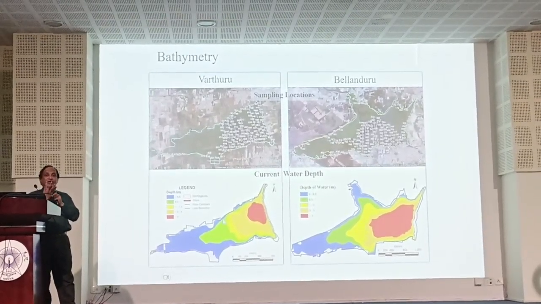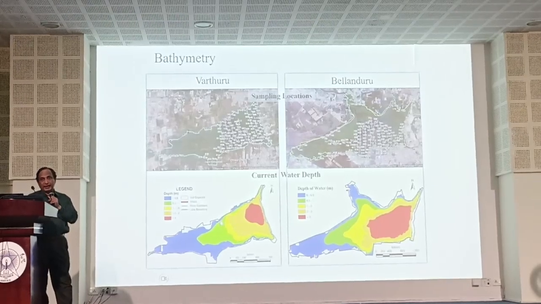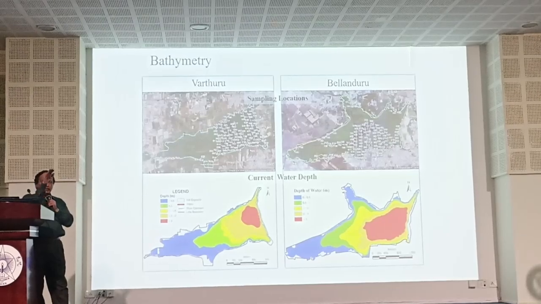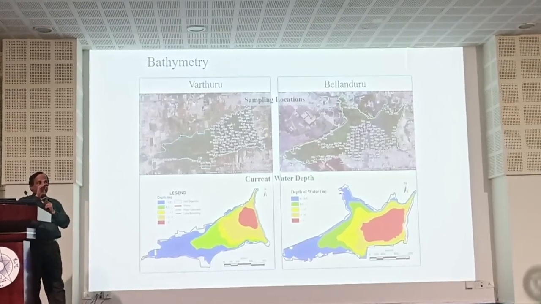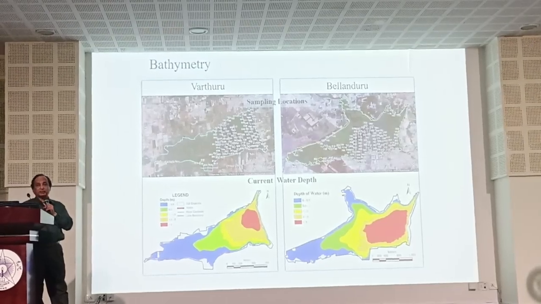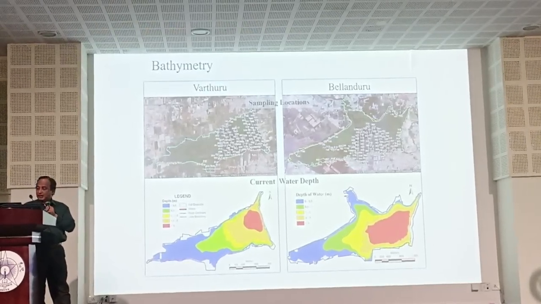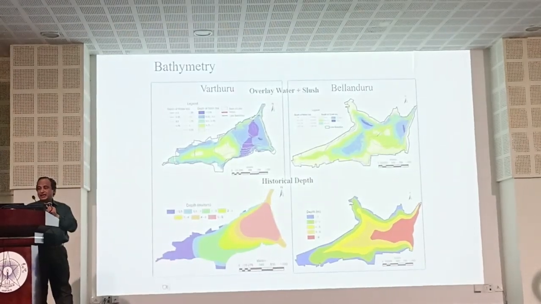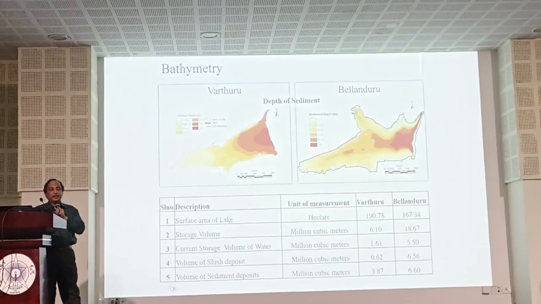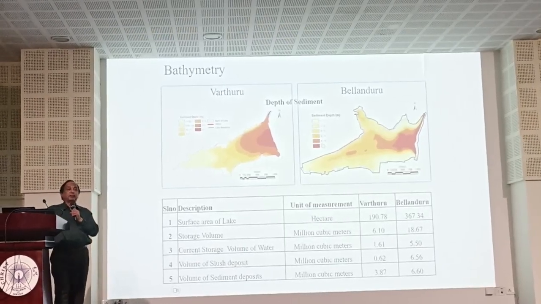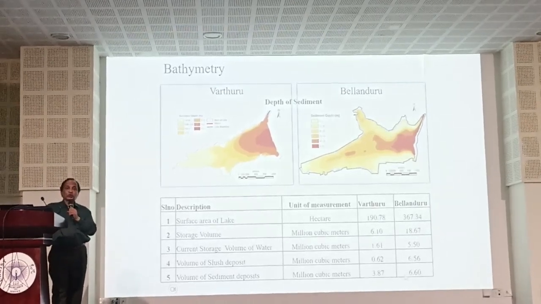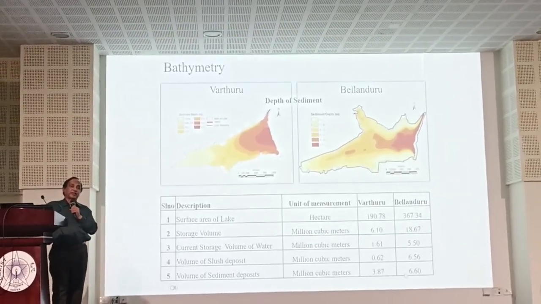And also we quantified how much sediment is deposited in the lake. If you look at the current depth and the historical depth, suppose the historical depth is 100 feet and the current depth is 20 feet, 80 feet of silt has accumulated, 100 minus 20, 80 feet. Like that we did a quantification. This gives the current depth and this gives the historical depth. The difference gives how much sediment, how much silt is accumulated. We did the quantification, it shows 11 million cubic meters of silt is there.